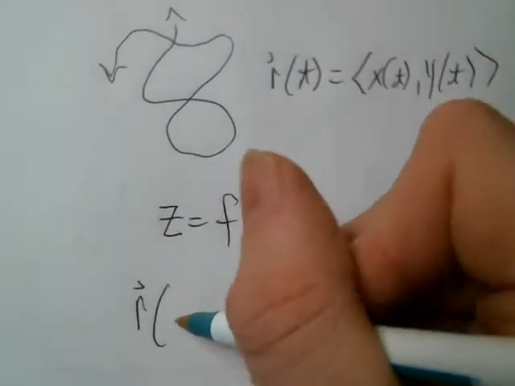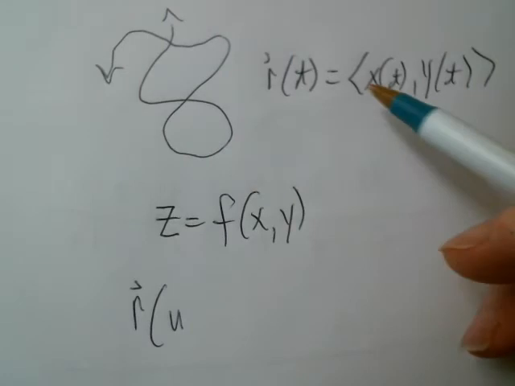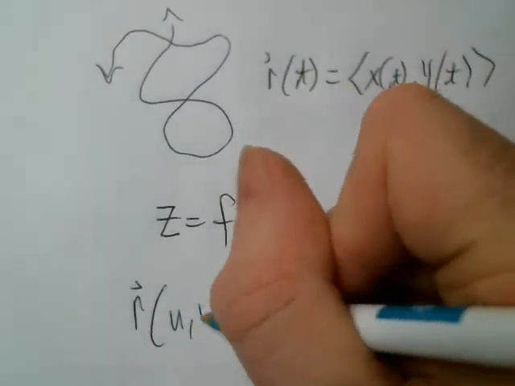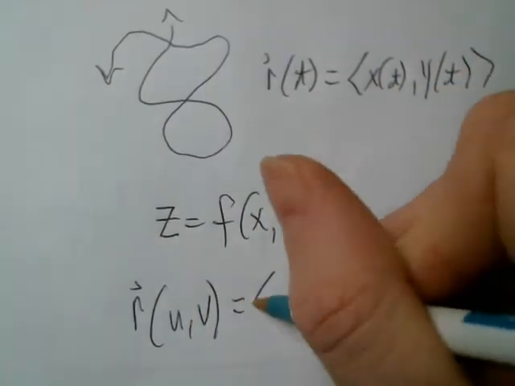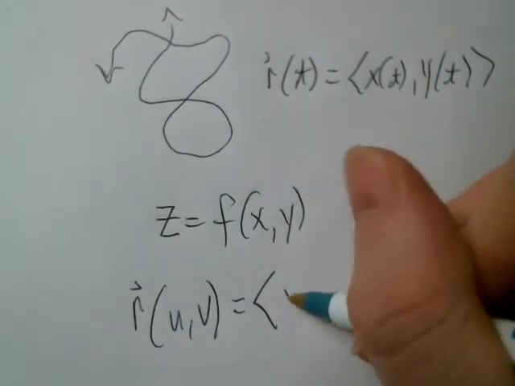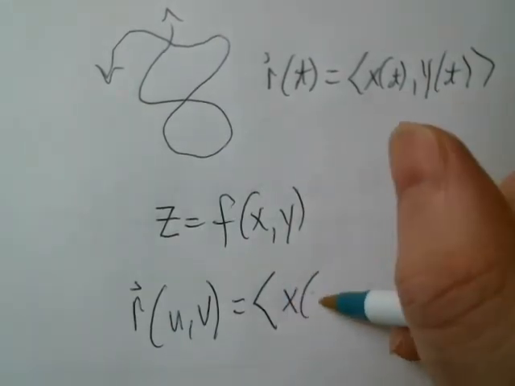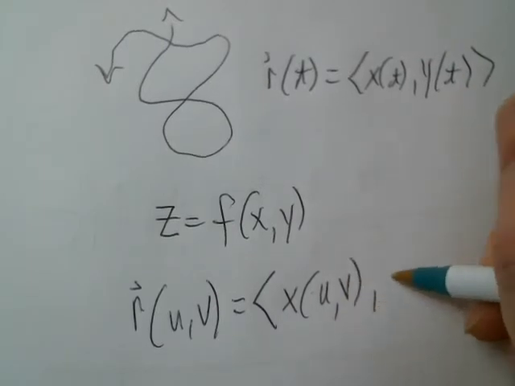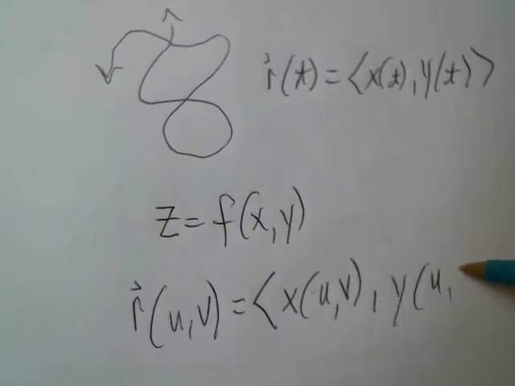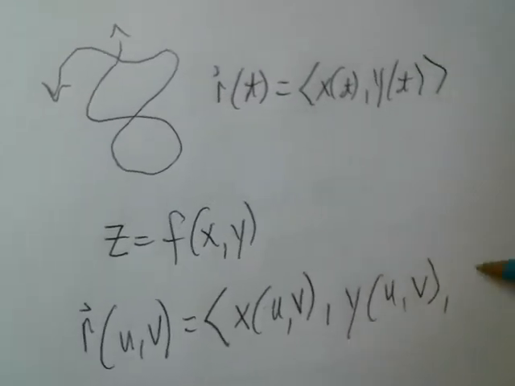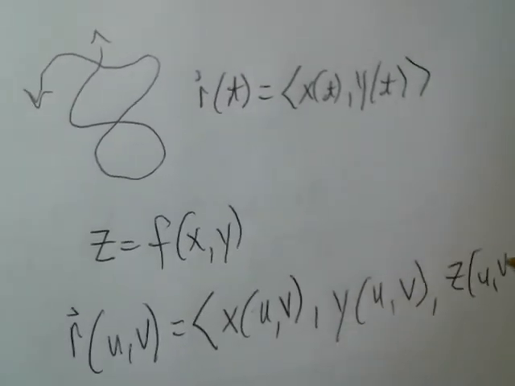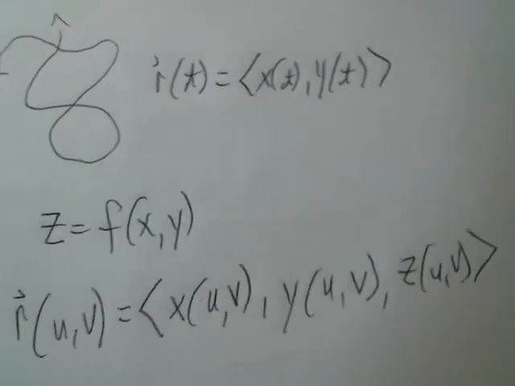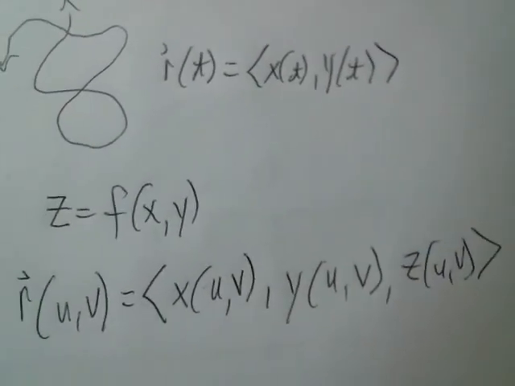Okay, so this time, instead of just having one parameter, we're going to have two parameters, and everything is dependent on these two variables, something of that nature. Of course, you could have three variables, z of u v. Well, I guess you would need three components, right, if it's in space.